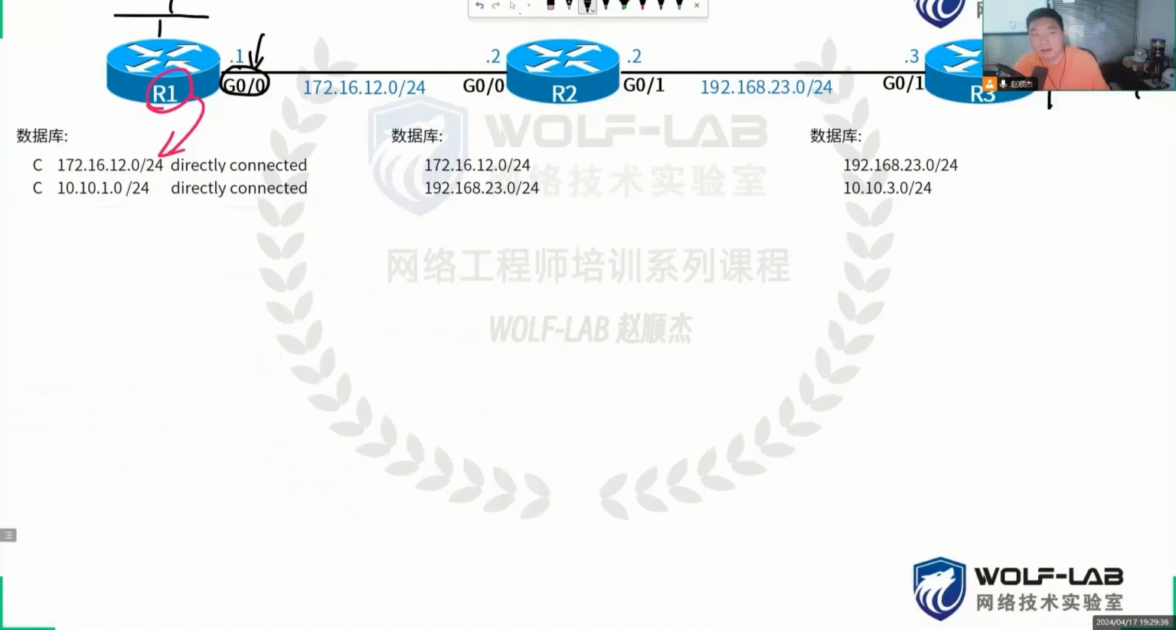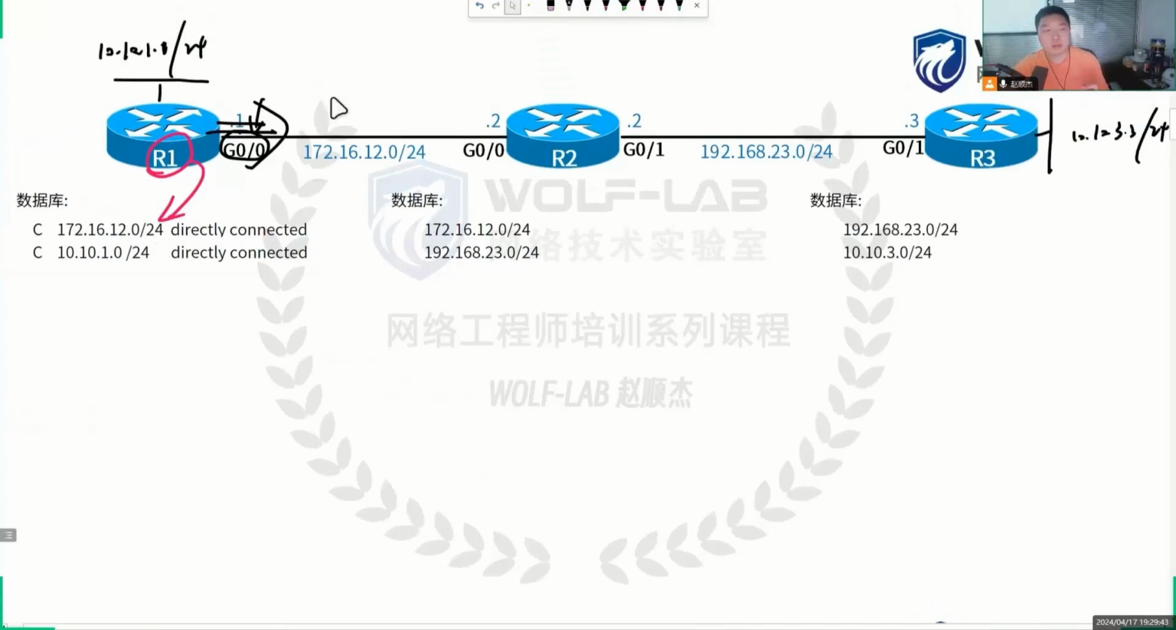You tell me, I tell him. Then R1 tells R2. We exchange our database entries through dynamic routers. Of course, we will talk later about how. With dynamic routers, we can exchange our database entries.